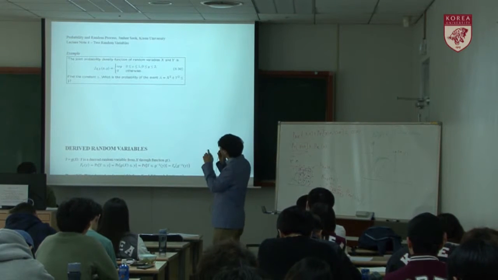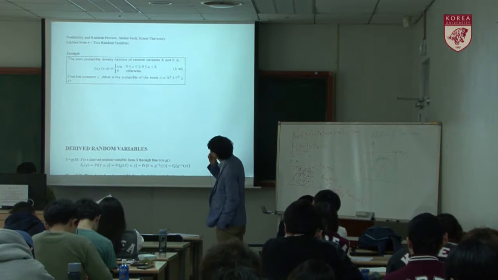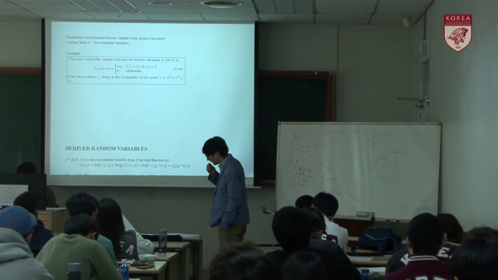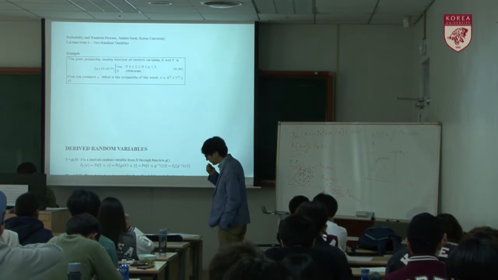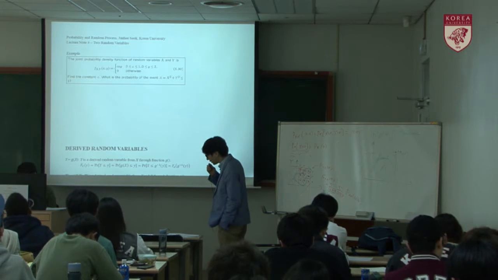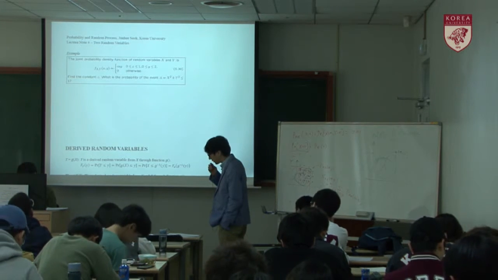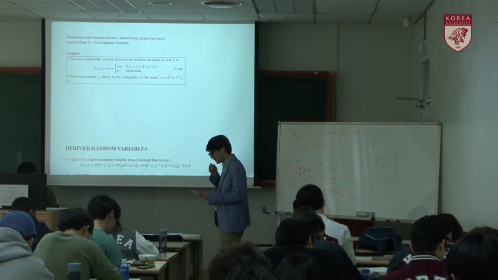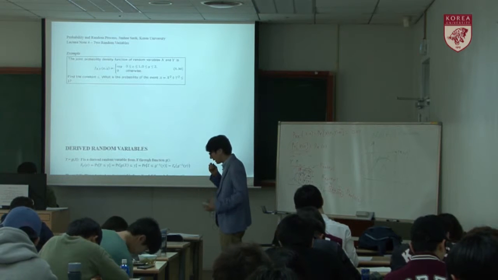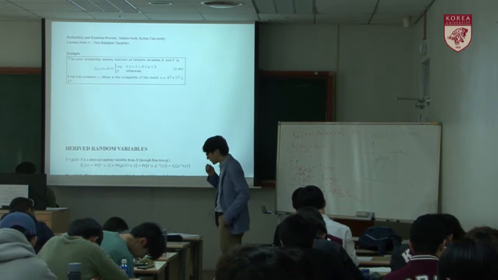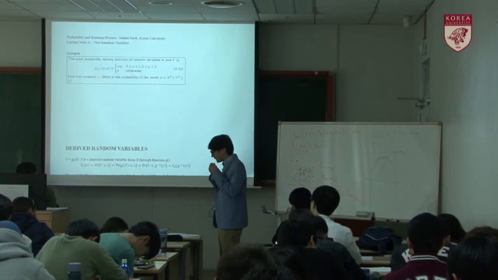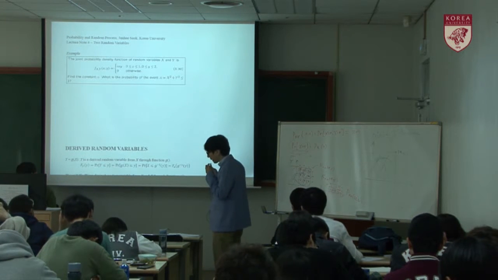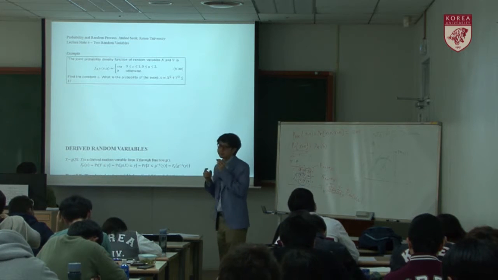Okay, this is the example. Let's do it by yourself. I'll give 10 minutes, so please try by yourself. First, try to find out C, and also try to find out the probability of event A.